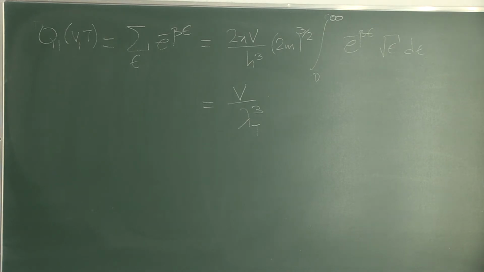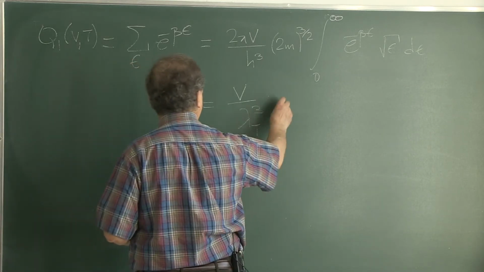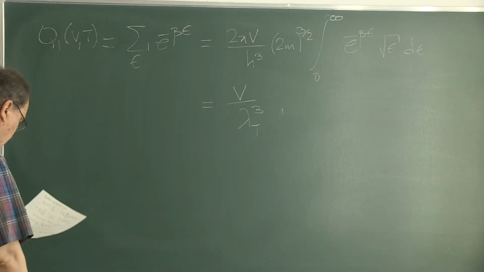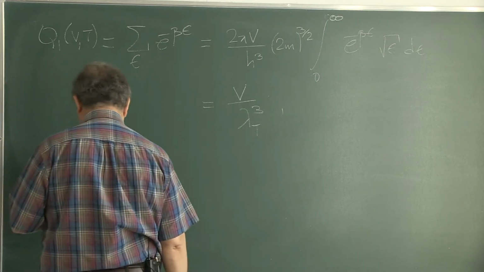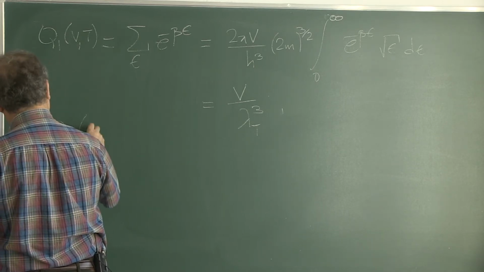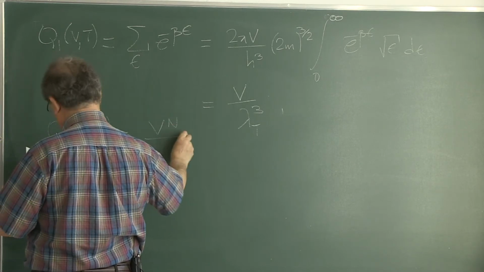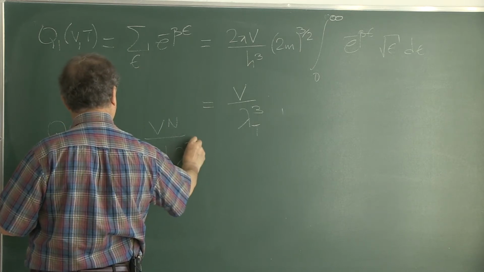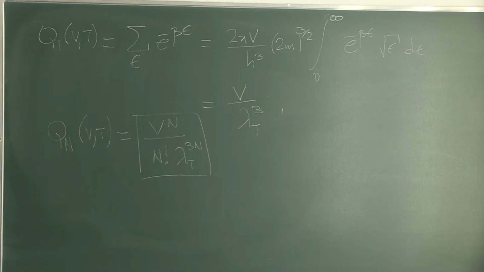Usual classical gas we did before. Lambda t is the thermal wavelength. I don't need to write it again. It is h divided by the square root of 2 pi m kBT. And the total partition function for the system is V to the N, over N factorial, lambda t to the 3N. This is the total partition function.